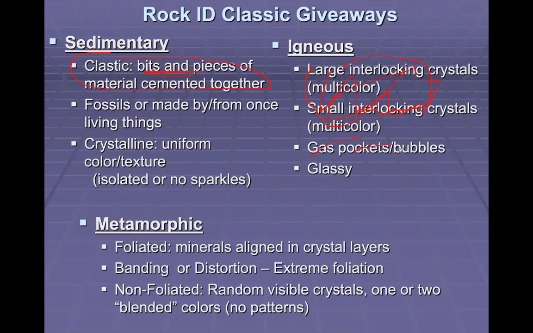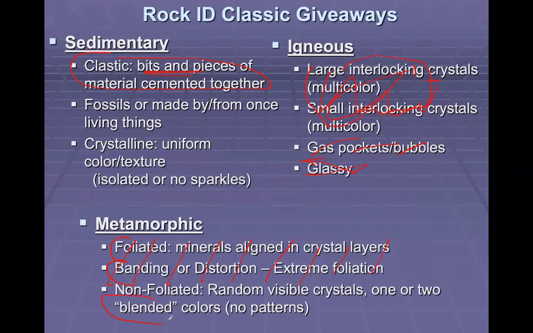You don't see gas pockets or bubbles, and it's certainly not glassy, which we'll talk a little bit more about. Foliated means there's a pattern. Banding means there's a pattern in terms of crystals being aligned and seeing paper thin layers, or a certain amount of shine. Literally, that rock definitely has none of that. For non-foliated, random visible crystals, you may see some sparkles within the one we just looked at, but I would say it's not blended.